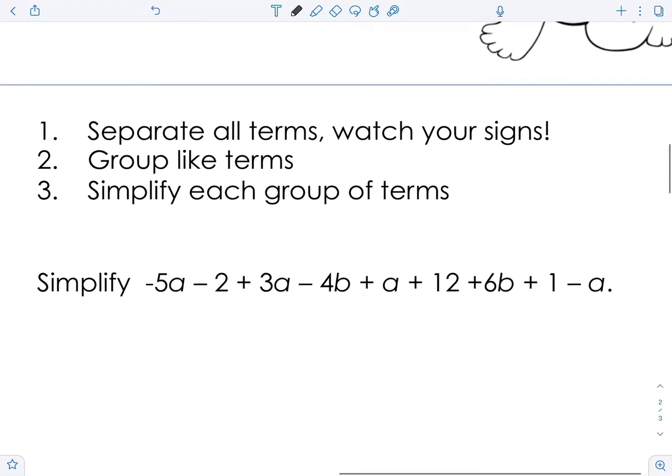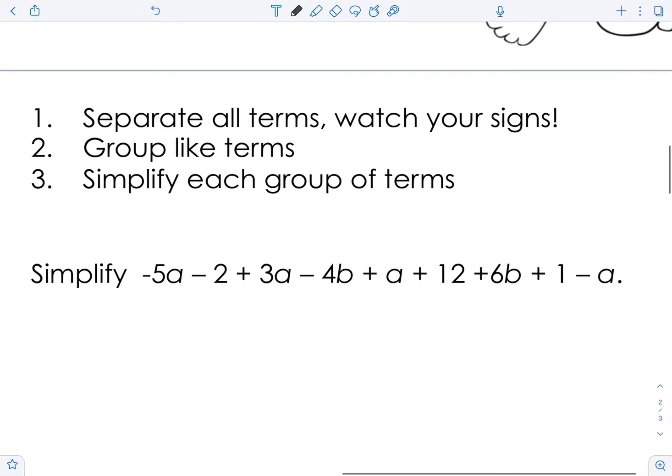Let's say we want to simplify something like this example here. We separate all terms and we watch our signs. Then we group our like terms and then we simplify each group of terms. And this may sound a little complicated, but we're going to take it step by step.